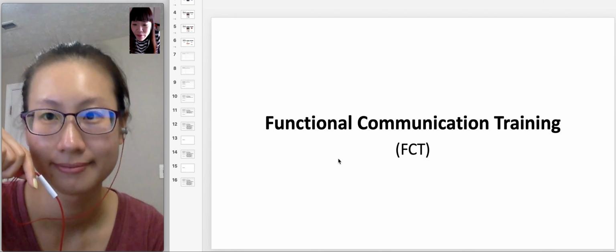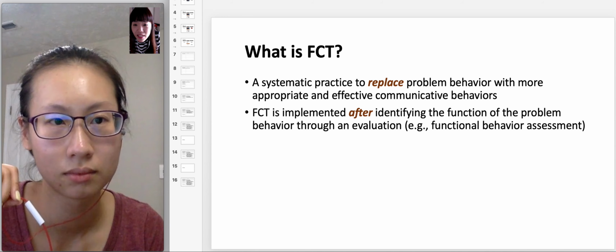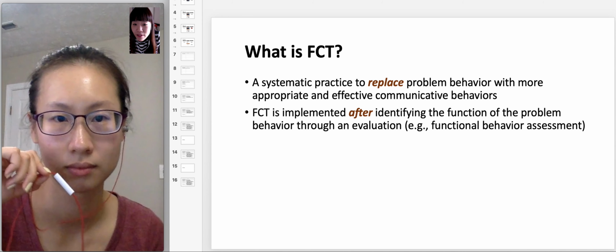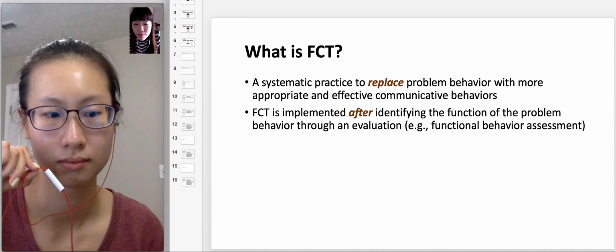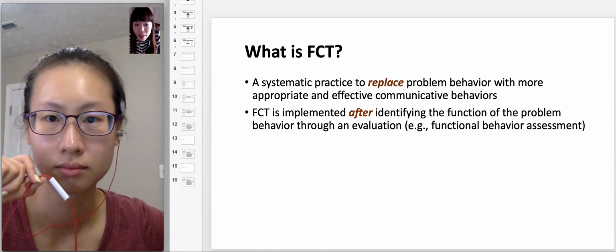Okay, today we are going to talk about functional communication training and steps for implementation. FCT is a systematic practice to replace problem behavior with more appropriate and effective communicative behaviors. And usually, FCT is implemented after identifying the function of the behavior through an evaluation, such as functional behavior assessment.